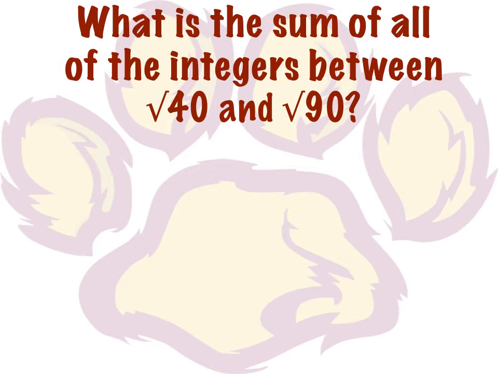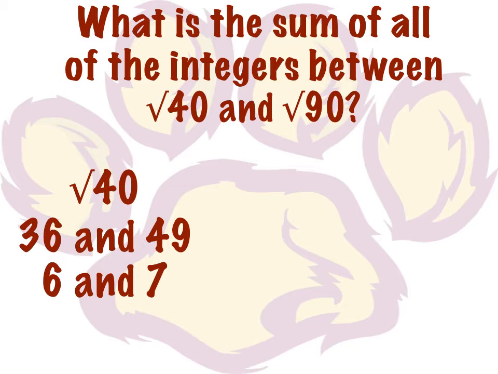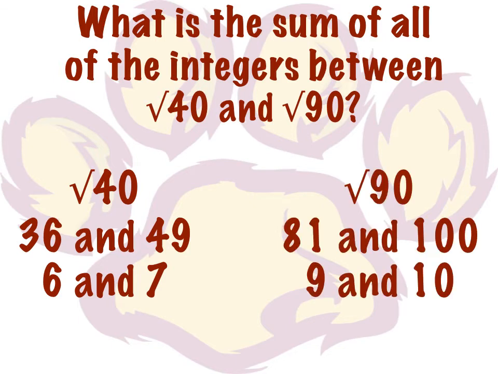Frequently, what you see on the EOG, especially on the gridded response, is a question that might ask you for the sum of all the integers between two imperfect squares. For this one, we're going to do between the square root of 40 and the square root of 90. To start with, we'll look at the square root of 40. Square root of 40 is somewhere between 36 and 49. Well, square root of 36 is 6, square root of 49 is 7, so square root of 40 is between 6 and 7. And then square root of 90, we know, is between 81 and 100, so the square root of 90 would be somewhere between 9 and 10.